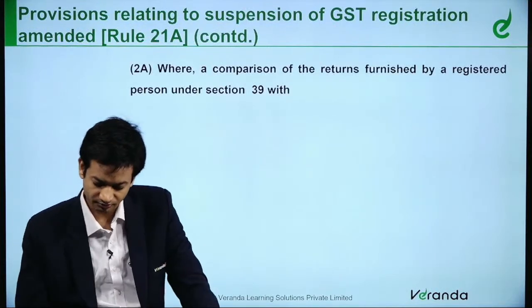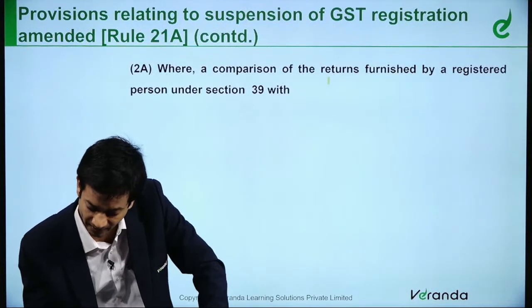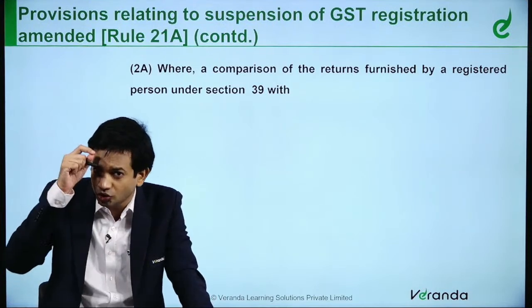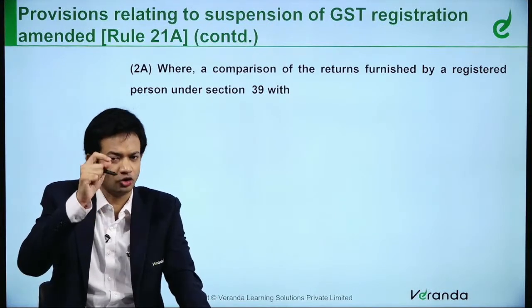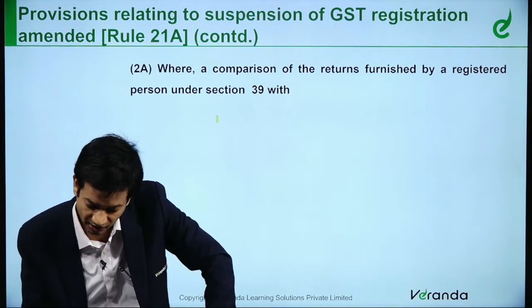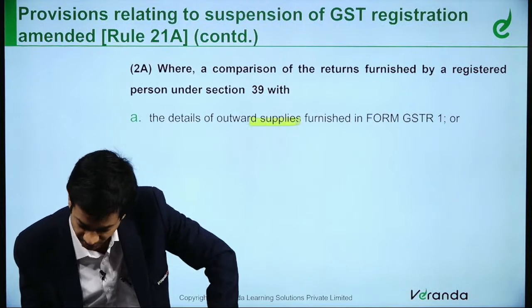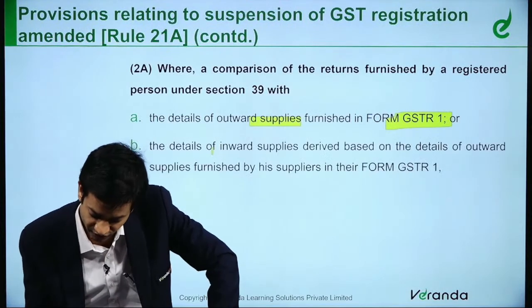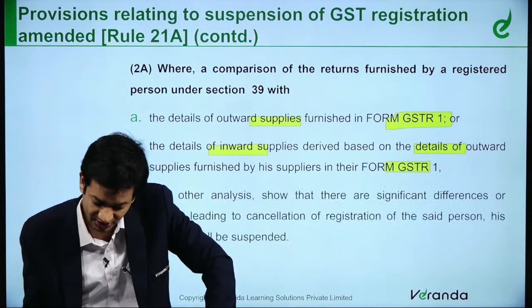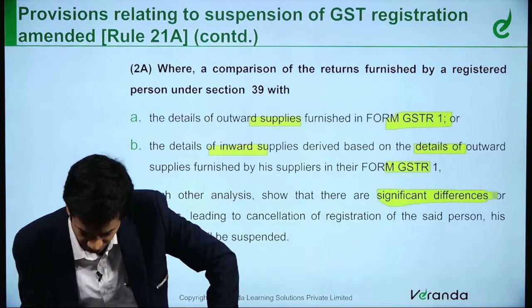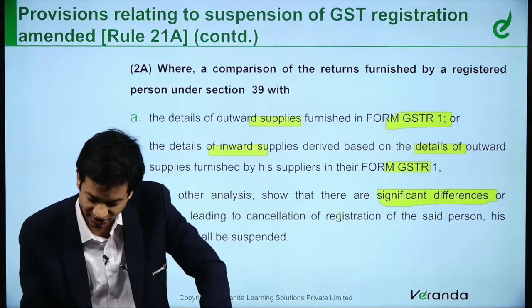Next. Rule 2A, where a comparison of the returns furnished by. So this is a new insertion. They've inserted sub rule 2A now. So where a comparison of the returns furnished by a taxpayer under section 39 with details of outward supplies in form GSTR 1, or details of inward supplies derived on the basis of GSTR 1, or such analysis shows that there are significant differences, I will explain, or anomalies leading to cancellation of registration.